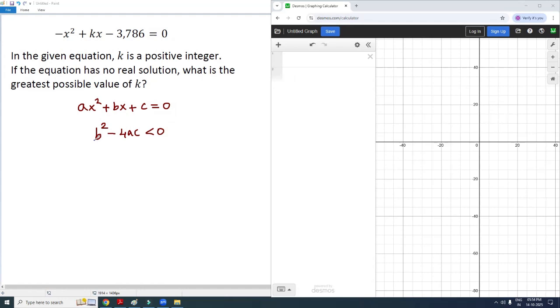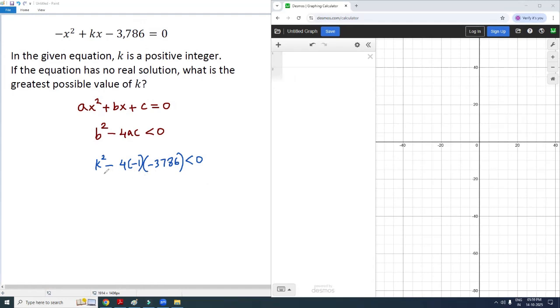Okay, now to get the value of b, we have to consider the coefficient of x. Here the coefficient of x is k. Let's plug in this k for b over here. Then we get k squared minus 4 times a, where a is the coefficient of x squared. Here the coefficient of x squared is negative 1, so let me plug in negative 1 for a. And c is the constant term. Here the constant term is negative 3786, so let me plug in negative 3786. And it has to be less than 0 because for the given quadratic equation there is no real solution. So the value of this discriminant has to be less than 0.